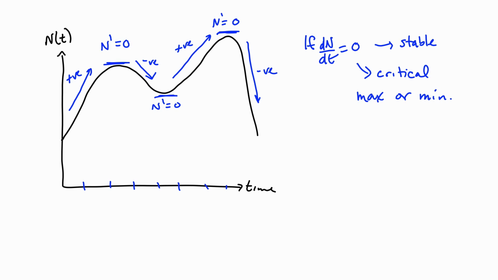If you're not sure if a point is a minimum or a maximum, you can take the derivative of your function again. So in that case, that would be n double prime of t, or sometimes we write it d squared n over dt squared, the second derivative, which is the derivative of the first derivative. And if the second derivative is greater than 0, then that point is a minimum. And if the second derivative is less than 0, then it's a maximum.